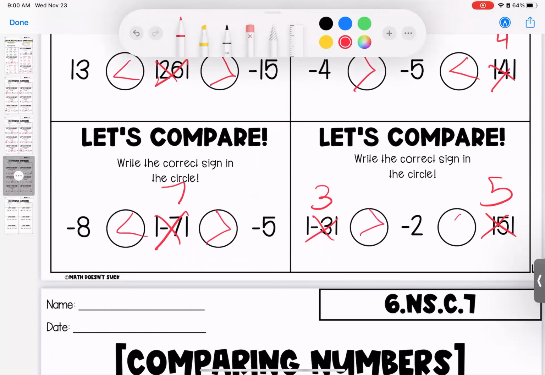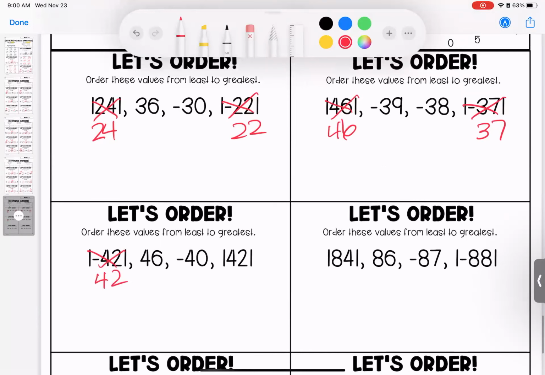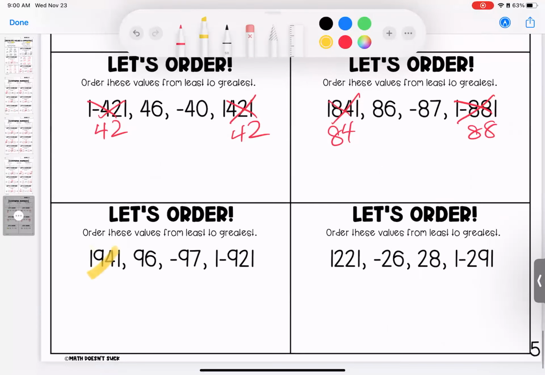Last page, we are comparing absolute values, positive and negative numbers. Again, highly suggest you go through and solve your absolute values. It'll keep you from making small errors by not comparing the correct value. Remember, an absolute value is never negative. It's simply a number's distance from 0.